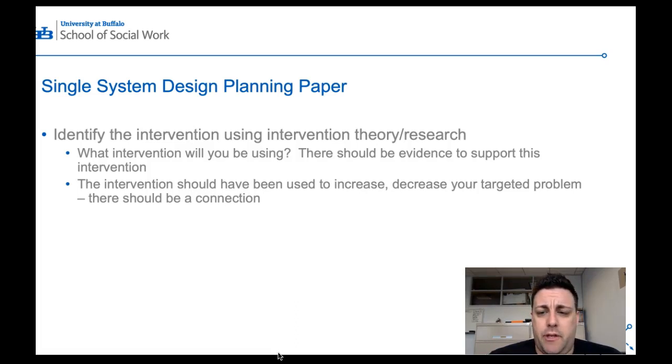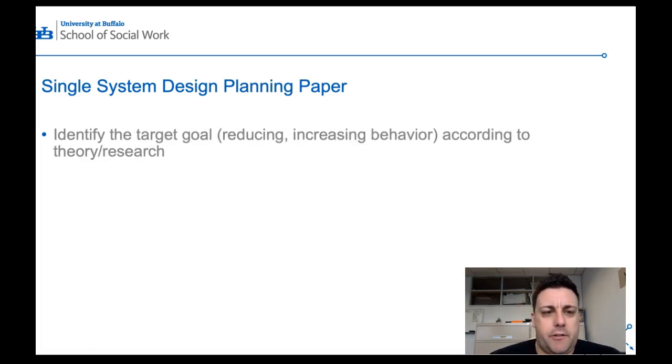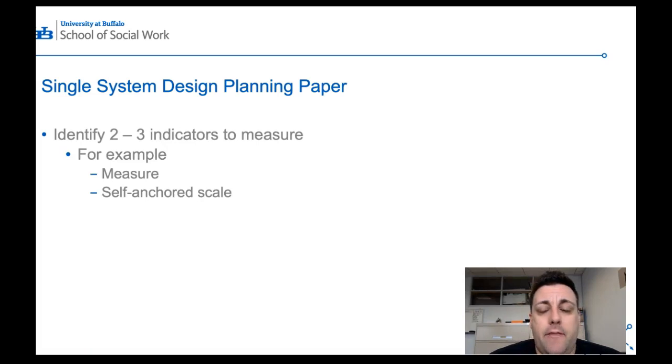But remember, the point of the intervention here is that it's going to increase or decrease some value of the target problem. And the literature that you'll find for this paper and the next paper would be evidence that there's a connection between the target problem and the intervention. Okay, so then what you want to tell me is what's the goal. So you're going to reduce a behavior, increase a behavior, that kind of thing. Or if you're going to increase an indicator of some kind, something like self-esteem would be fine.